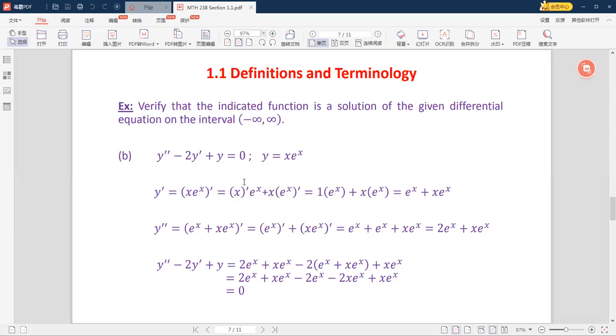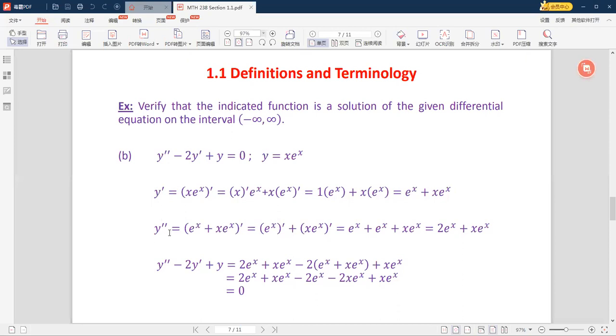Okay, so the derivative of x is 1, and the derivative of e to the x is just e to the x itself. Those are the basic rules in differentiation. So 1 times e to the x is just e to the x, and we've got another term, plus x times e to the x. All right, so that's the first derivative of y.